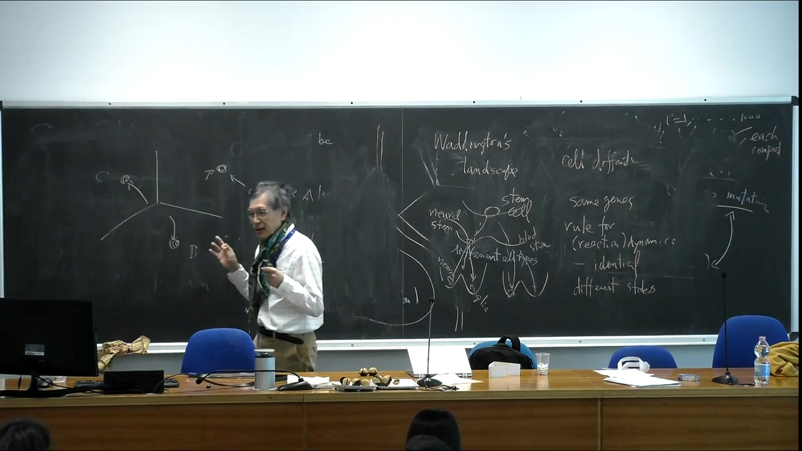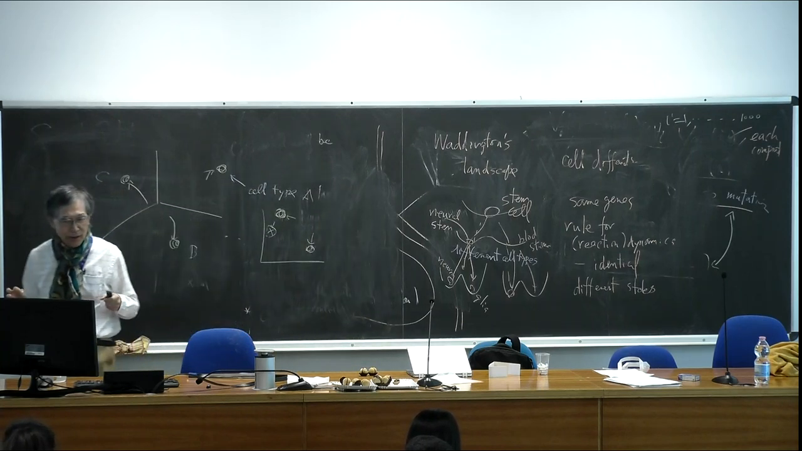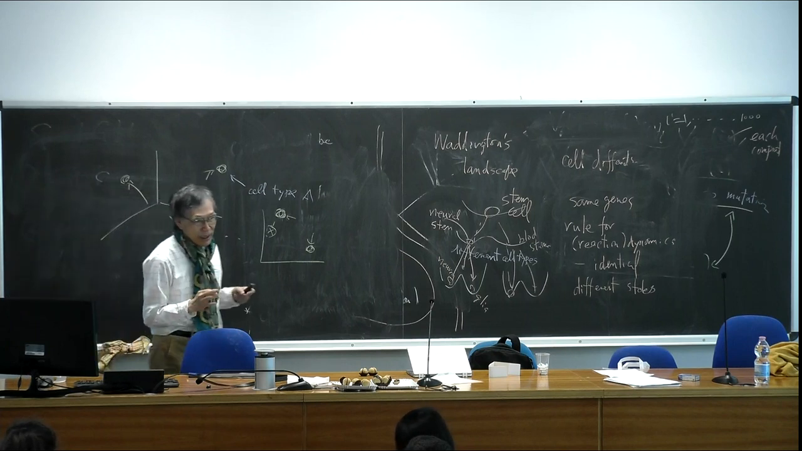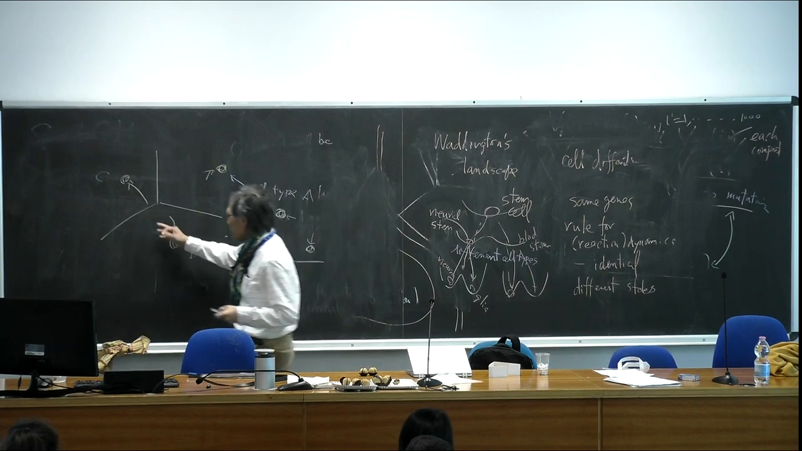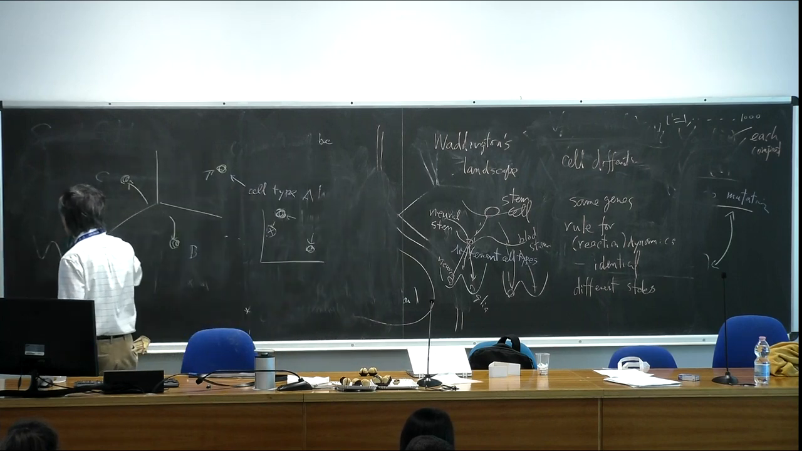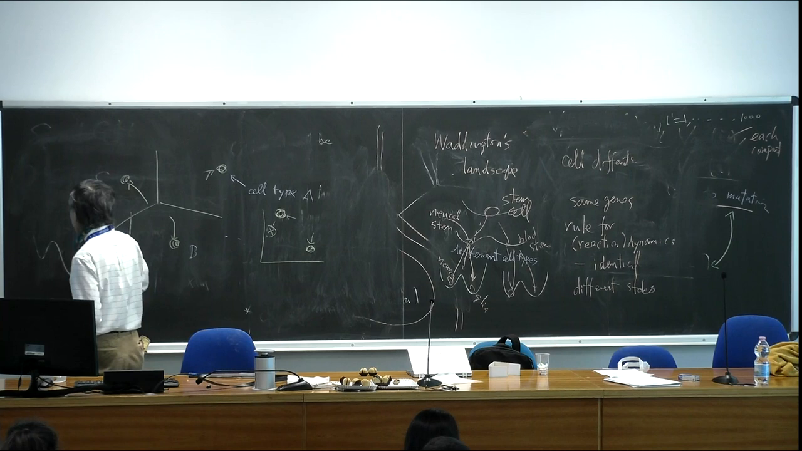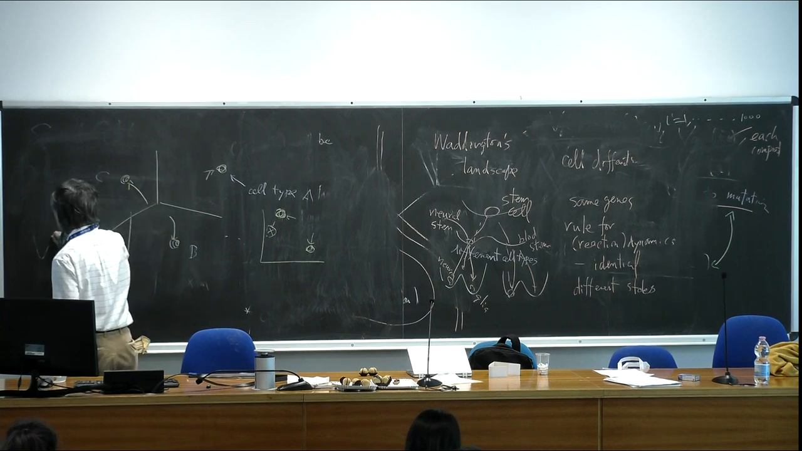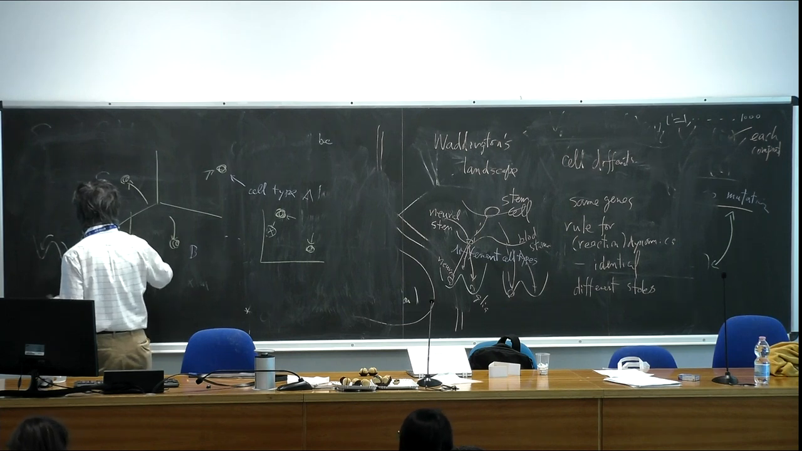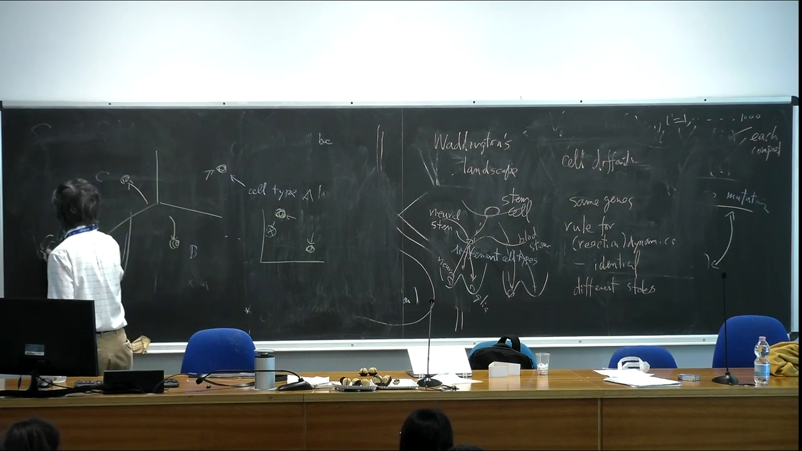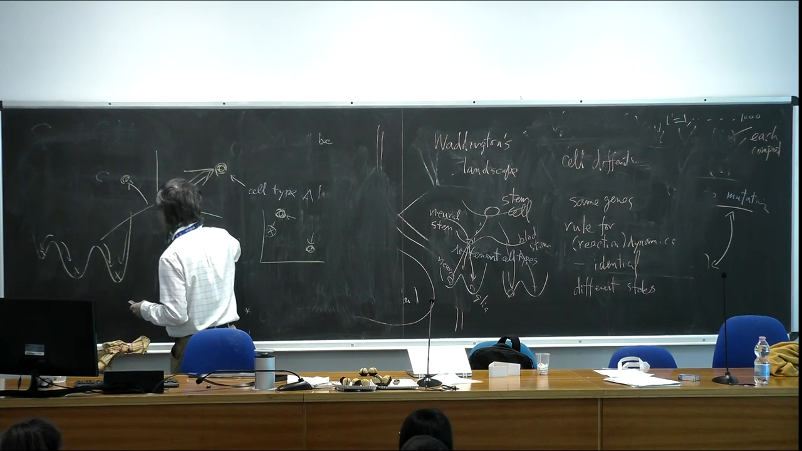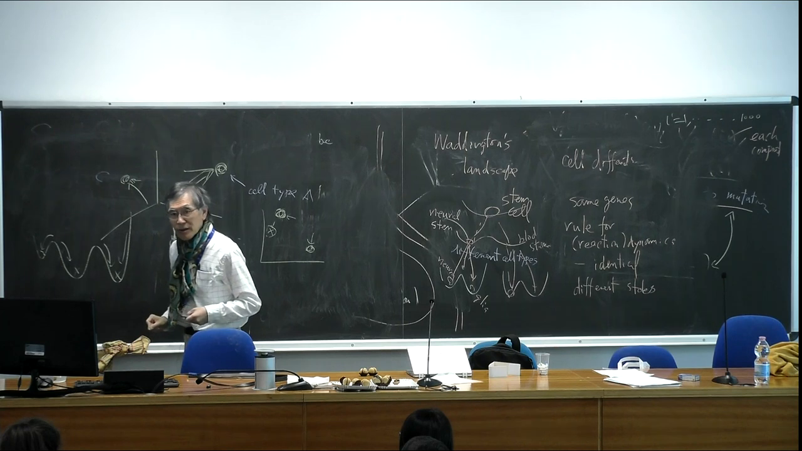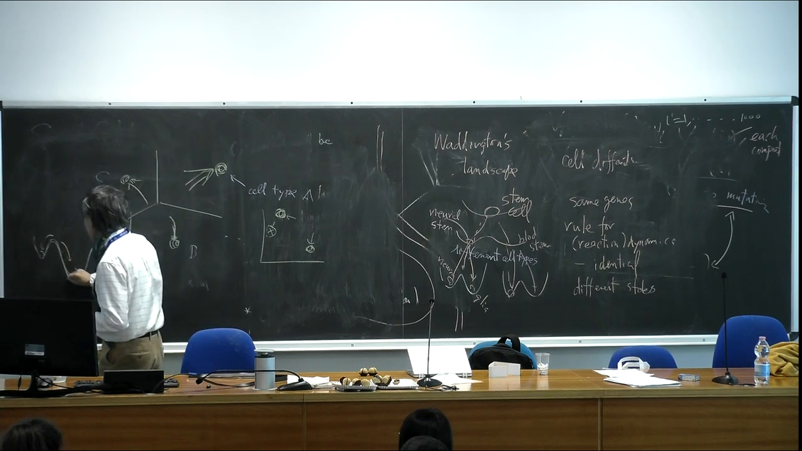But Waddington's landscape is not just that. If you have maybe three attractors, then you can consider that from this it goes here, from this it goes here. And this attractor may be very strong, this one not so much, and this one a little bit. Then maybe you can draw some kind of valley.